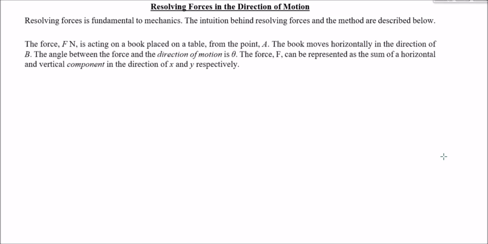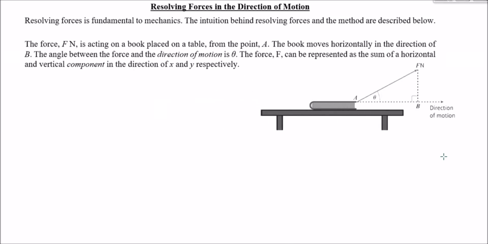So the force F newtons is acting on a book placed on a table from the point A. What book, I hear you say? Well, here it is. There's your book. And the book moves horizontally, imagine, in the direction of B. So the book's sliding along the table to the right. The angle between the force and the direction of motion is theta. The force F can be represented as a sum of a horizontal and vertical component in the direction of x and y, respectively.